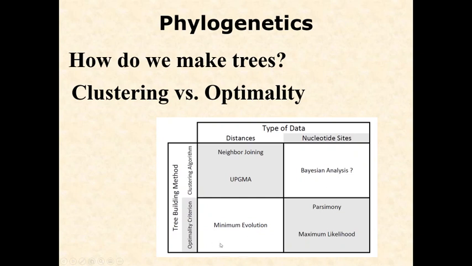Bayesian analysis is a little bit less clear as to what it's doing. Some people would argue for it as an optimality criterion. Some people would argue it's more of a clustering algorithm or a hybrid of the two. That's why I put a question mark by it. But it does start with the original genetic data. It's not a distance method. It uses the discrete data. Okay, so let's talk just a little bit more detail about these methods, and then we'll put a pin in our methodologies of how we build trees and say that's good enough for the Evo-Devo course.